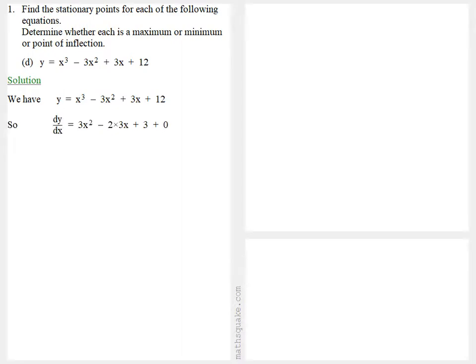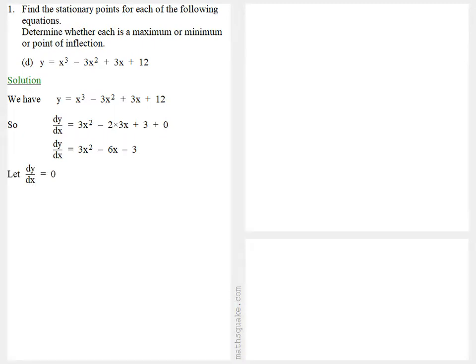To differentiate x cubed we have 3x squared. To differentiate minus 3x squared we have minus 2 times 3x. To differentiate 3x we just have 3, and when we differentiate a number, 12, we have 0. So dy by dx is equal to 3x squared minus 6x minus 3.